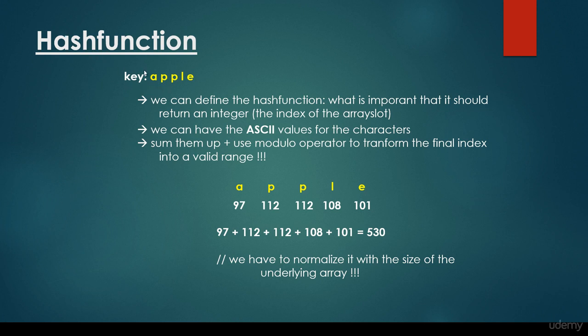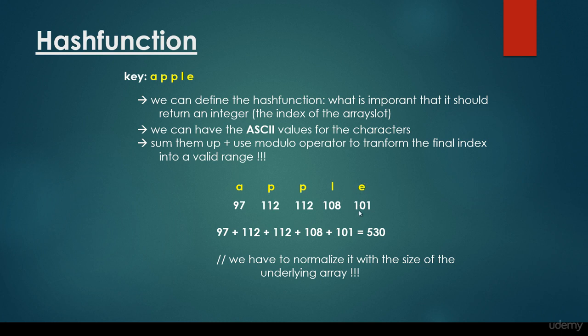But what's important is that we are able to transform this string on a character by character basis. We just have to take the ASCII values of the single characters. What's the ASCII value for the character A? It is 97. What's the ASCII value of P? It is 112, then 112 again. What's the ASCII value of L? It is 108. What's the ASCII value of E? It is 101.